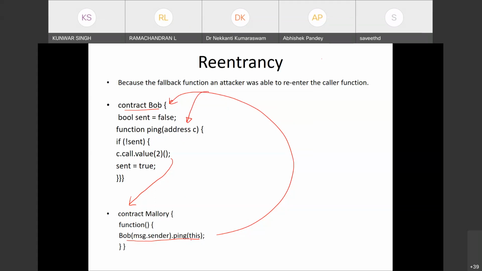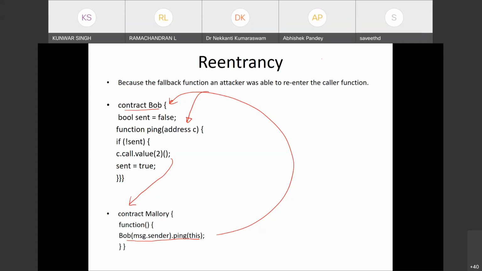Okay, this code will call the ping function with this address C, and sent is not true. From here it didn't go here, come back, come here again, sent is still false, so again it will call here, come here, and again it will go there. So this is called reentrance. One loop is coming up, so again and again it is transferring the money.